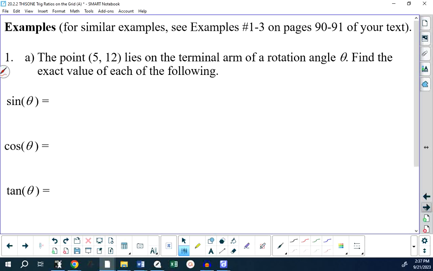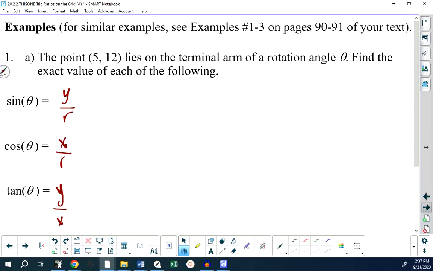The biggest mistake people can make is think you have to find theta. I'm not asking you for theta. I'm asking you for the sine of the rotation angle. We do not need to draw this rotation angle. I will in a minute, but sine is y over r. Cos is x over r. Tan is y over x.